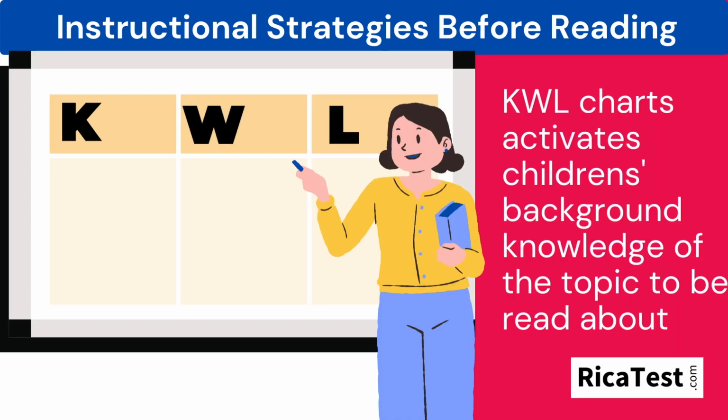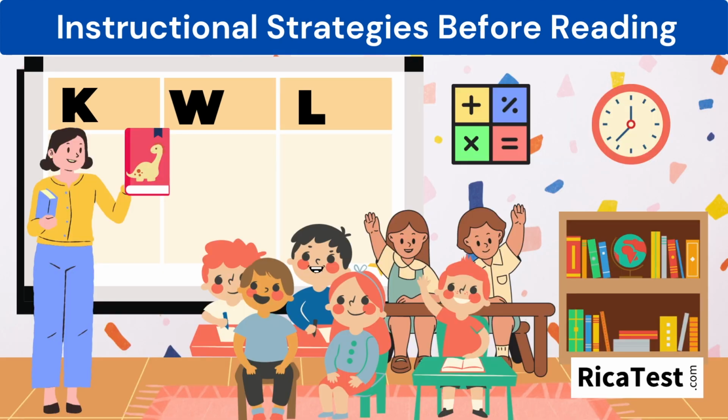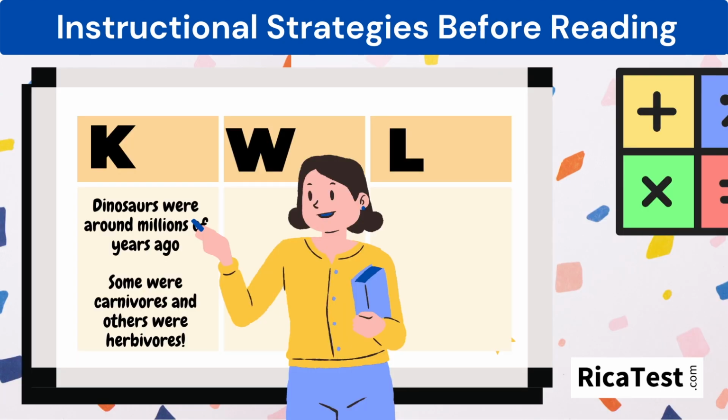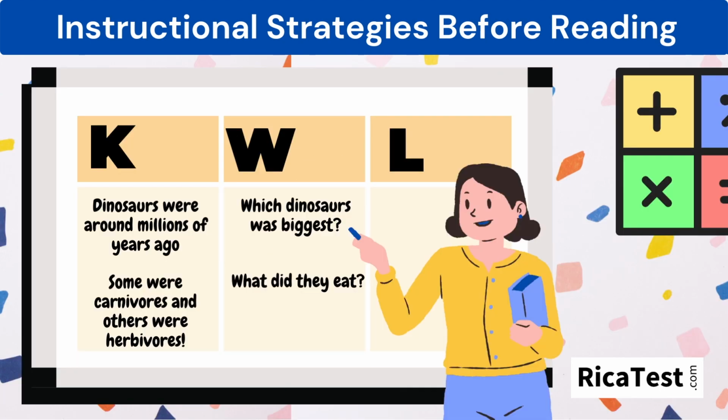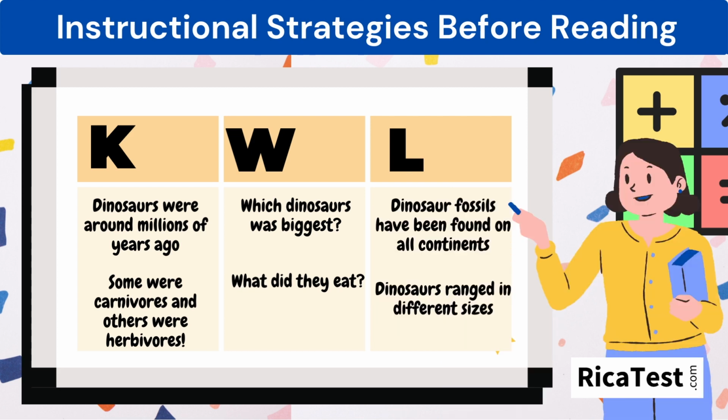KWL charts activate students' background knowledge of the topic to be read. For example, if the teacher showcases the book and through previewing techniques discussed earlier, the children see that the front cover has a picture of, let's say, a dinosaur. The students will raise their hands and the teacher will write what they know, what they want to know, and then after they've read the book, what they learned.